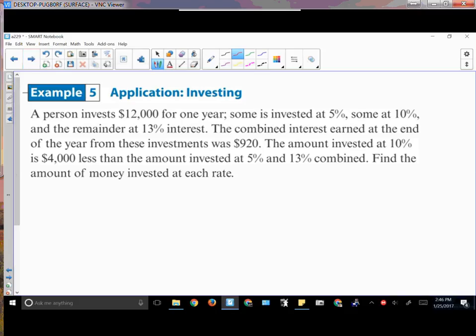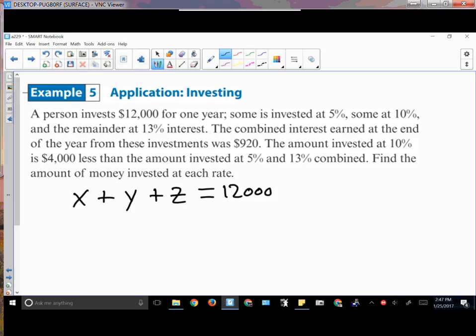So a person invests $12,000 for 1 year. He invests it in 3 different places, right? So that means we are going to have x plus y plus z is equal to $12,000, because we're putting them in 3 different places. It's like, how do you set these equations up? So, 3 different things. All 3 of these things have to add up to $12,000.